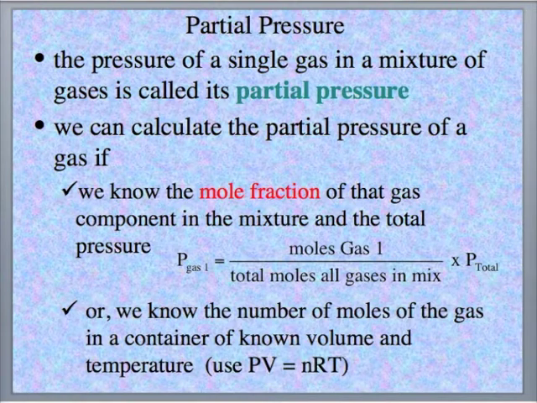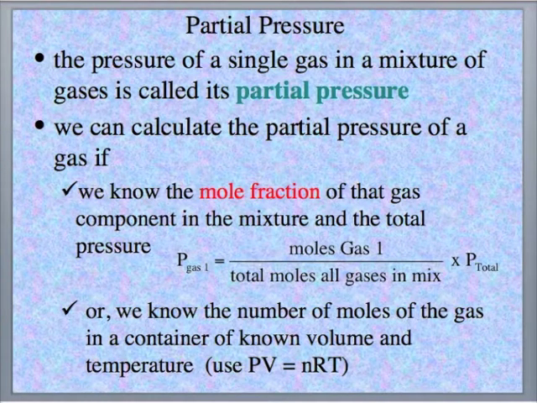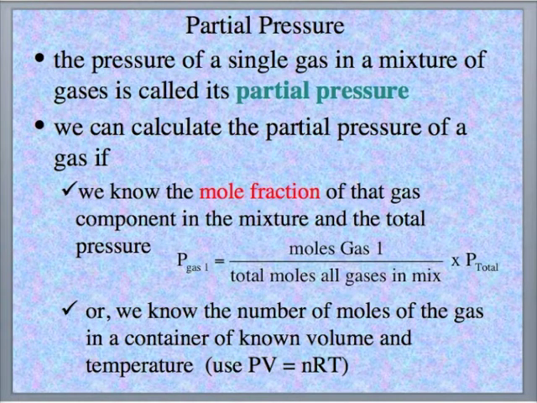Or we know the number of moles of the gas in the container, and we know the volume of that container, and we know the temperature of the gas. Then we can use PV = nRT to calculate the partial pressure. P will be the partial pressure of that gas.